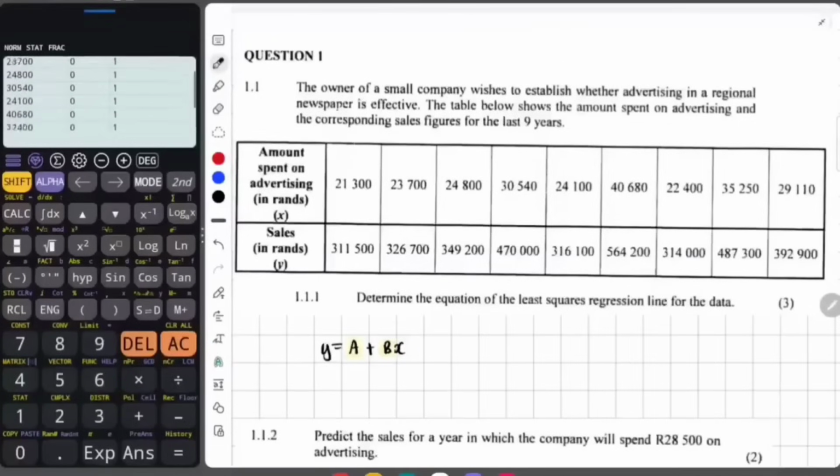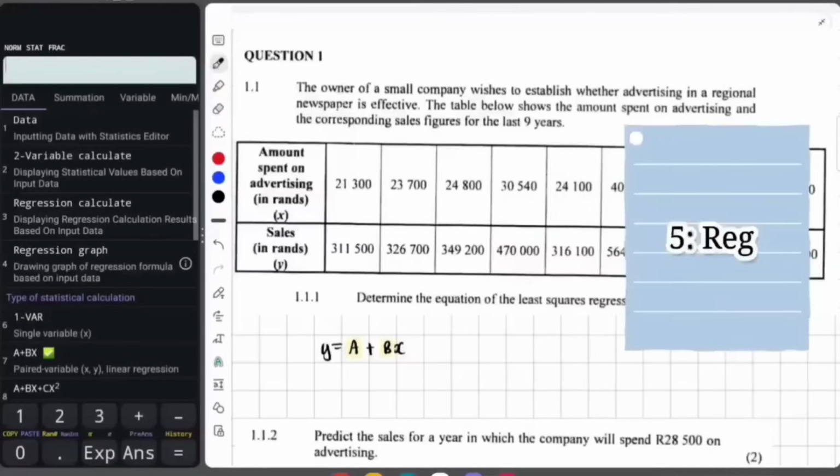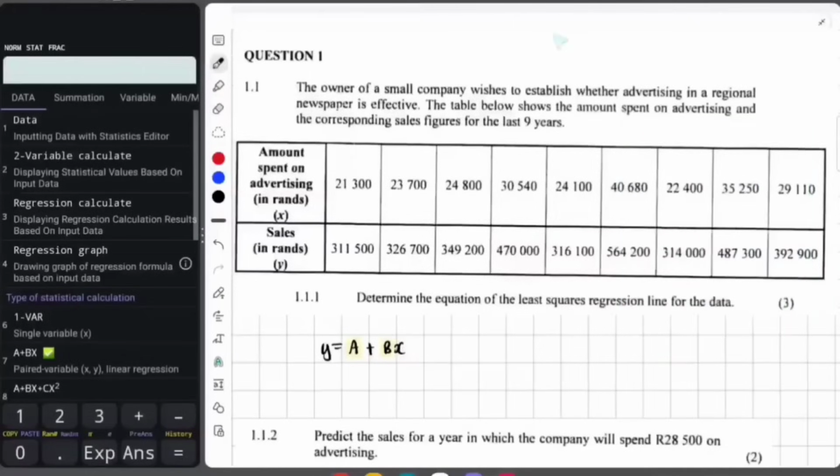Okay, so these are all the x values that I've put down. You will see that on the side of your calculator, you're going to have numbers. So just make sure that you end at 9, because there are 9 years. Then move on to the y column, and we're going to put in the y values, the sales. Now that everything has been put in, the y and the x values, on your calculator you're going to press AC, and then press Shift and 1. You'll see about 6 options, but you just have to go for option number 5, which says REG for regression.